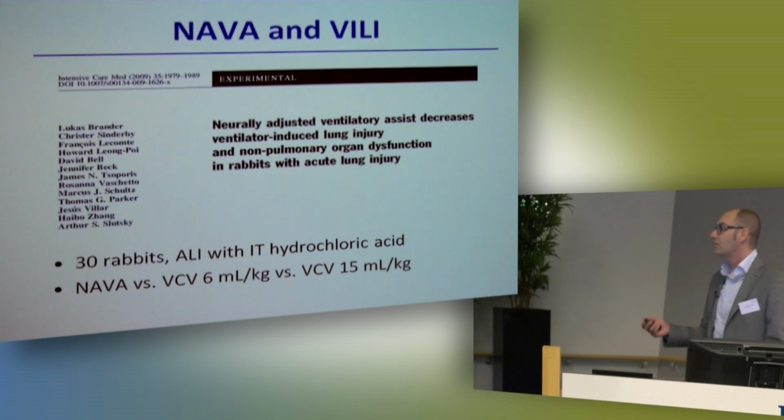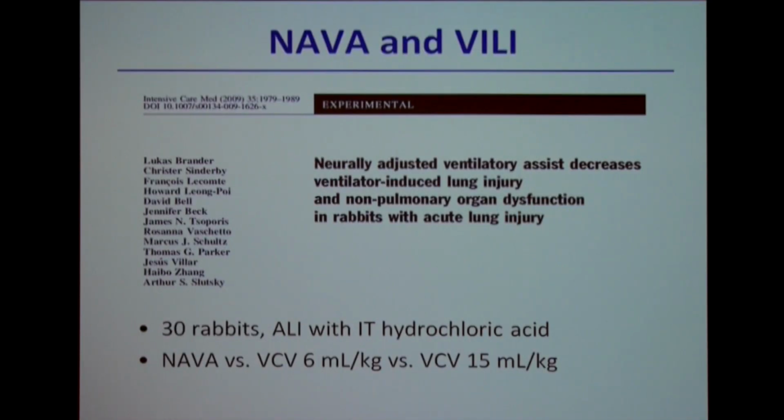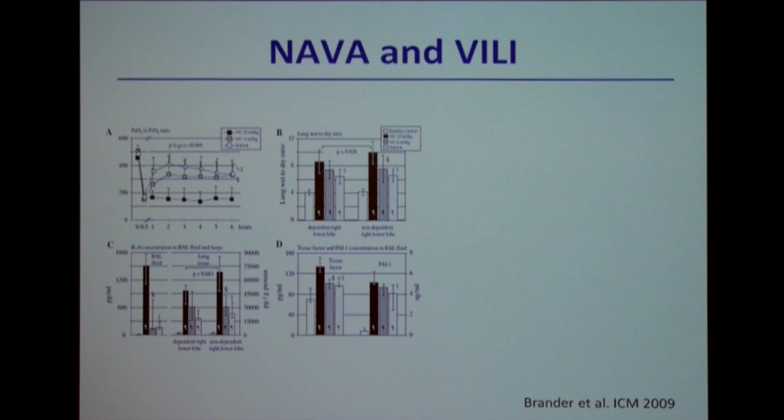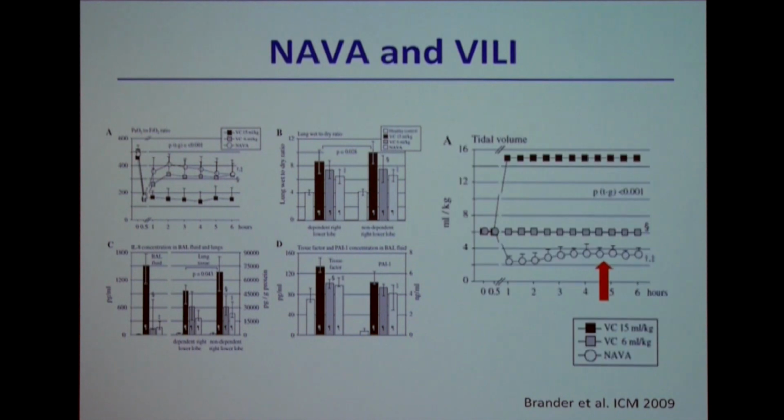The first point has been shown by this study in rabbits in a model of acute lung injury by Lucas Brander and Christer Sinderby. And they compared NAVA to injurious and protective volume control ventilation. And what they saw was that there was a decrease in all the inflammatory markers. So they showed that NAVA was at least as protective as 6 ml per kilo tidal volume control ventilation. And what they saw was that during NAVA, the animals were able to spontaneously choose a very low tidal volume, really actually below 6 ml per kilo. So they concluded that NAVA is a spontaneous assisted mode of ventilation that can in some way even prevent ventilator-induced lung injury. Okay, these are animal data.